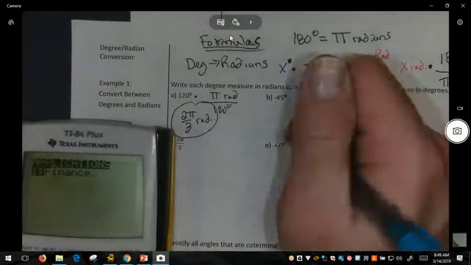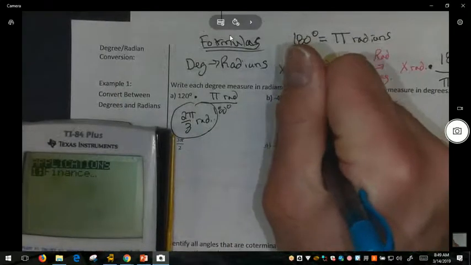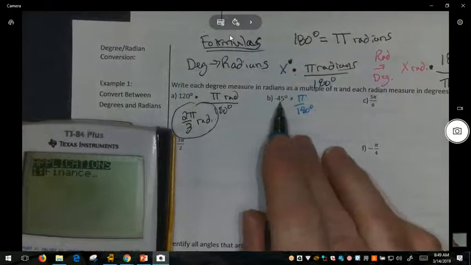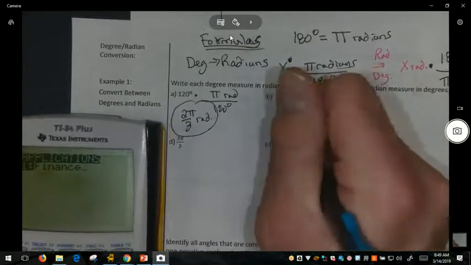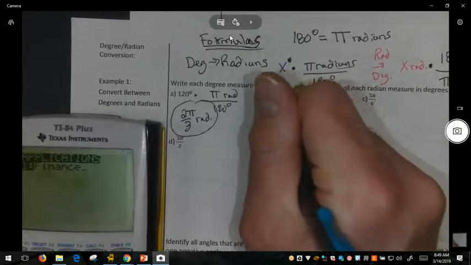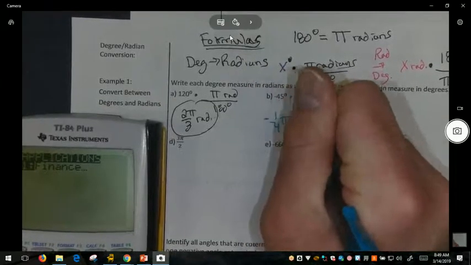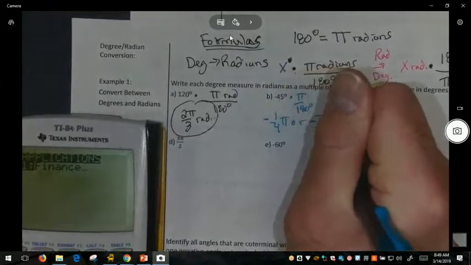Negative 45 degrees multiplied by pi over 180, it's still going to be negative. 45 goes into 180 4 times, so this reduces to negative 1/4 pi, or negative pi over 4.